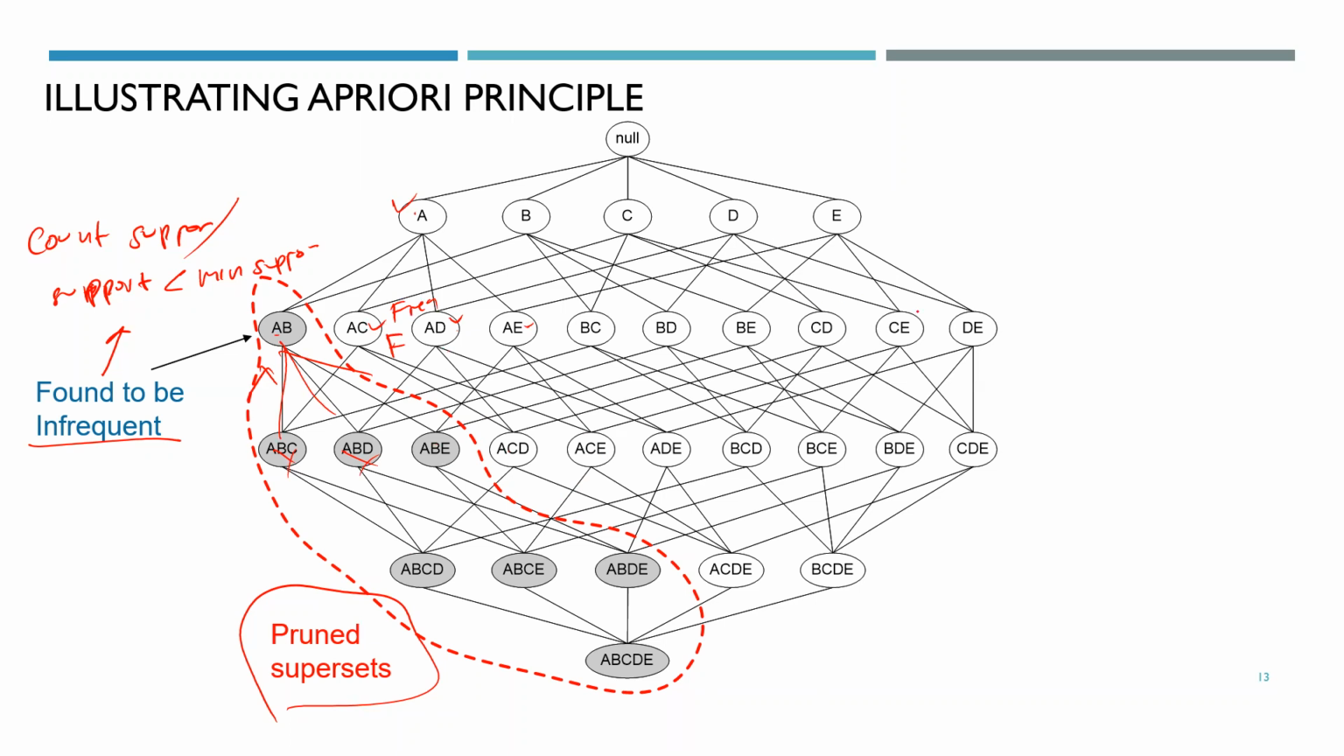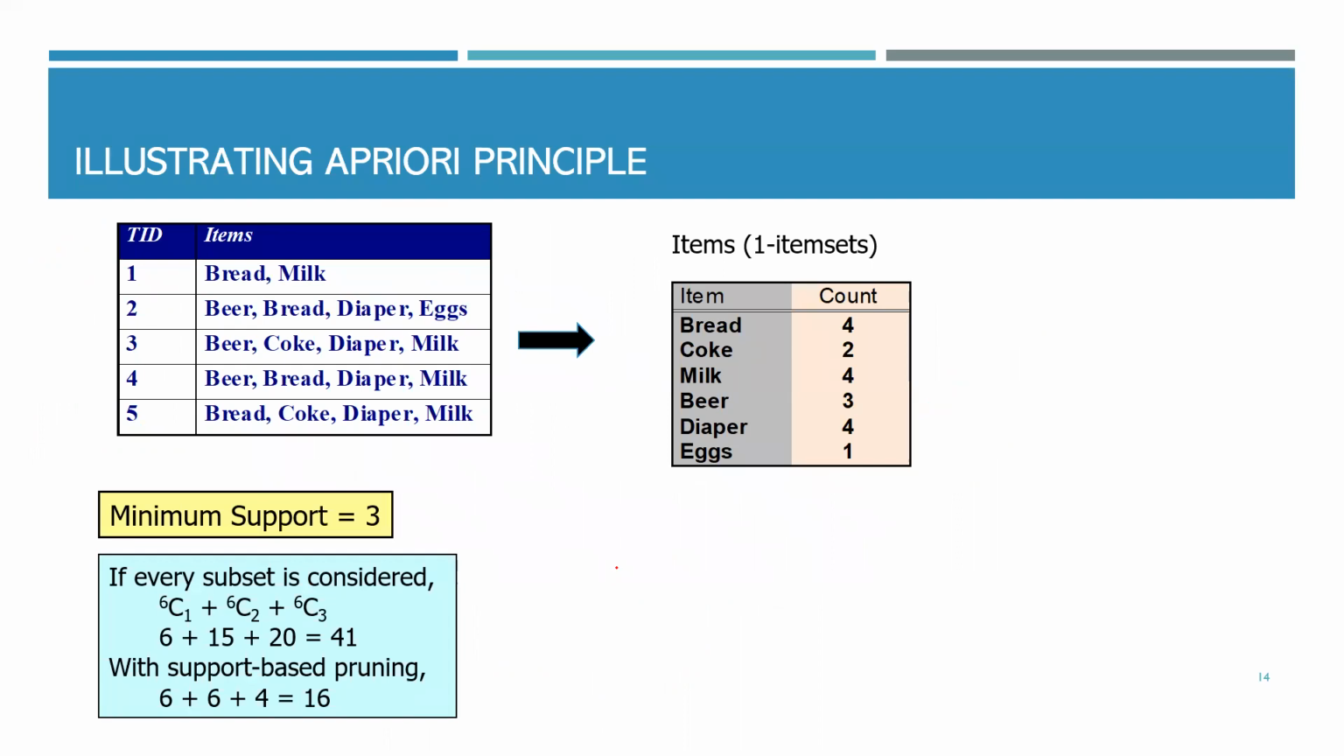But then, for example, we find that DE is infrequent. So we don't need to consider these item sets, and we don't have to calculate the others either, because DE is infrequent. Here we can eliminate some possible item sets, so we can save some time.